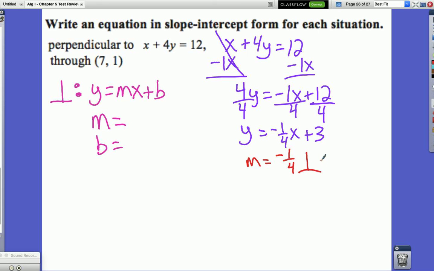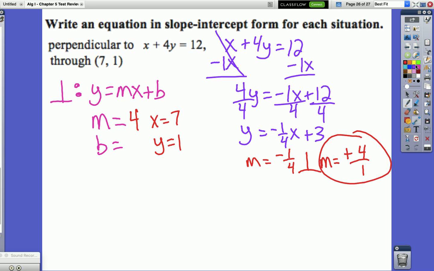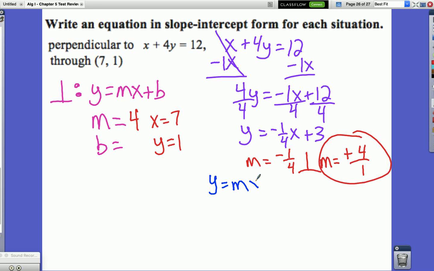So anything perpendicular to this will have an opposite reciprocal slope. The opposite of a negative is a positive. The reciprocal of 1 over 4 is 4 over 1. So there's our slope, a positive 4. Now we're going to use the point. We have an x of 7 and a y of 1. And now we plug them into our equation, y equals mx plus b, to find the y-intercept.